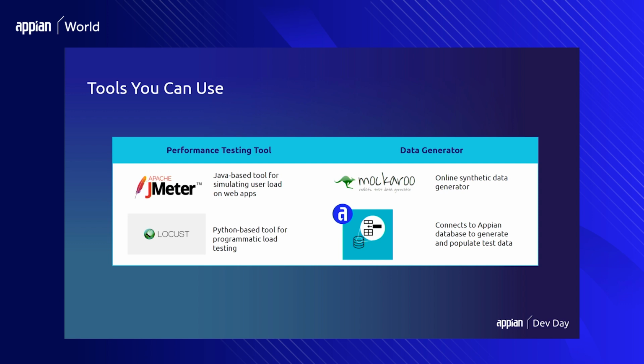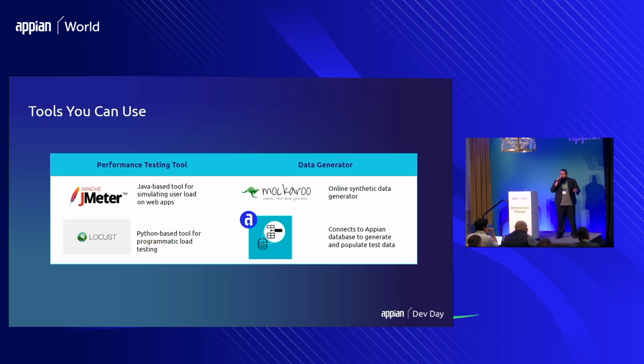JMeter. It's a Java-based tool that you can use for simulating user load on web apps. It used to be just for web apps, but I think they've expanded the use case. And then relatively new, there's Locust. This is more of a Python-based tool for programmatic load testing. I do know that Appian supports these two tools. You can find additional libraries on the app market. And personally, I have a lot of experience with JMeter, so I can say these tools definitely do the job.